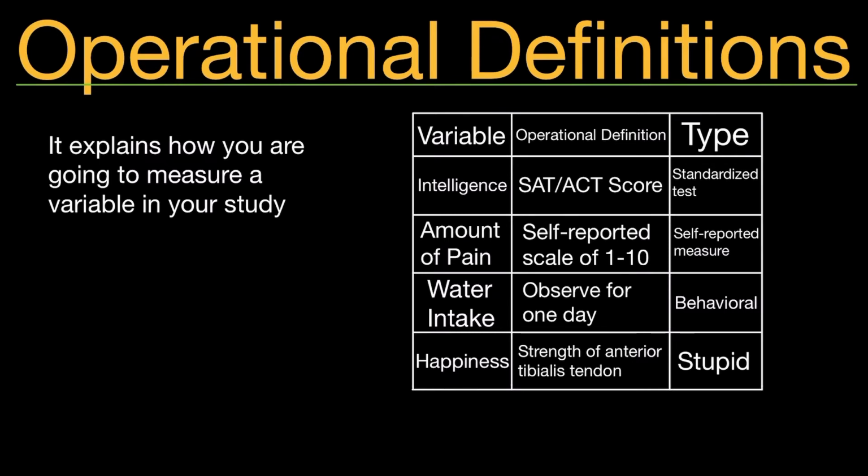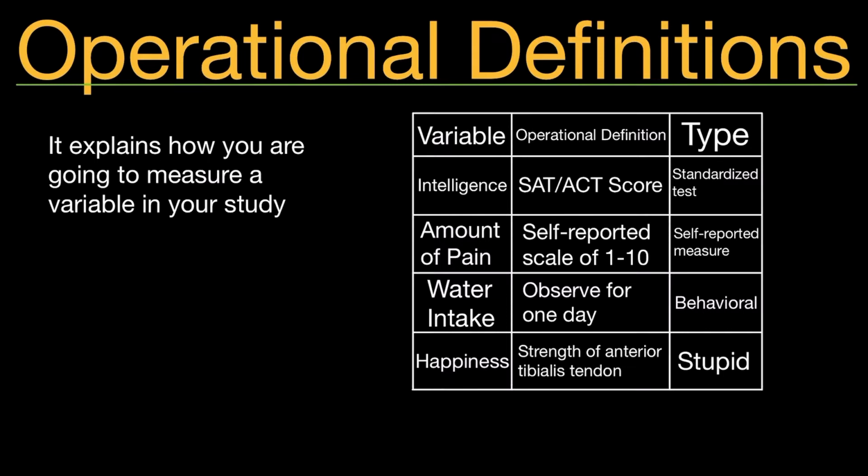So you don't have to memorize all of these different types of measuring the variable, but you should just be aware that there's more than one way to define a variable in a study, and the one that you pick is going to be called the operational definition.